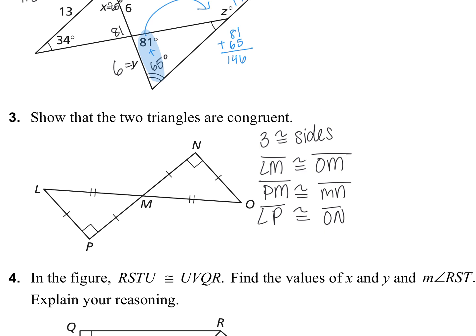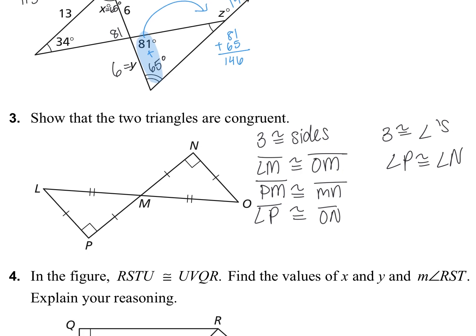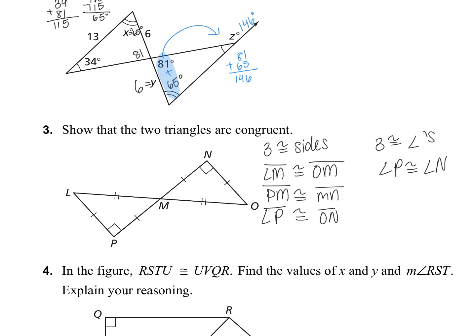Now let me find my 3 congruent angles. I know angle P is congruent to angle N. What else do I know? Jaden? I have a question. Yes. Where you wrote PM is congruent to MN, would it also work as PM is congruent to NM? Yeah, MN or NM is fine.